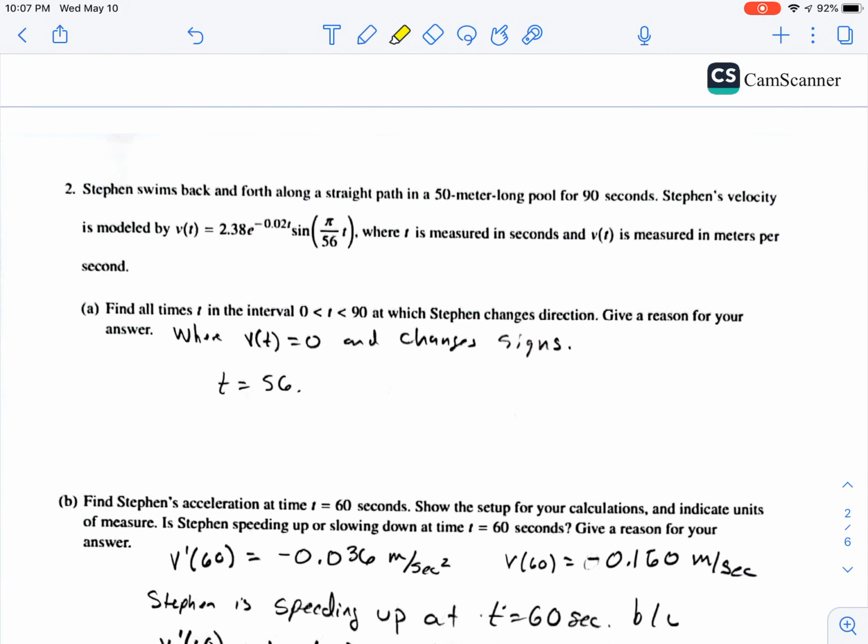All right, question 2 is your motion question. So it gives us some sort of velocity equation that we're going to put in our calculator. And it says find all times where the kid changes directions. Well, he changes direction when his velocity is 0 and his velocity changes signs, and that occurs at time equals 56. And I already put seconds in there.